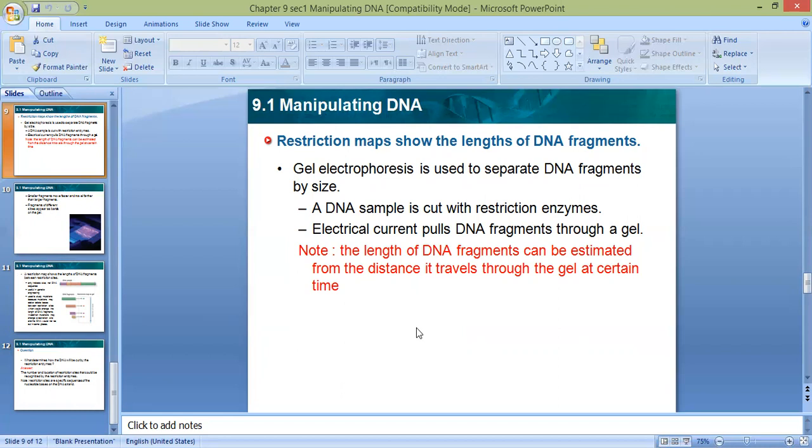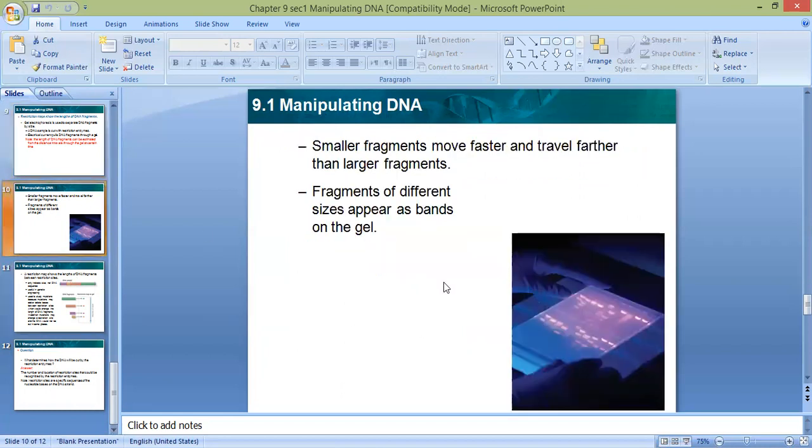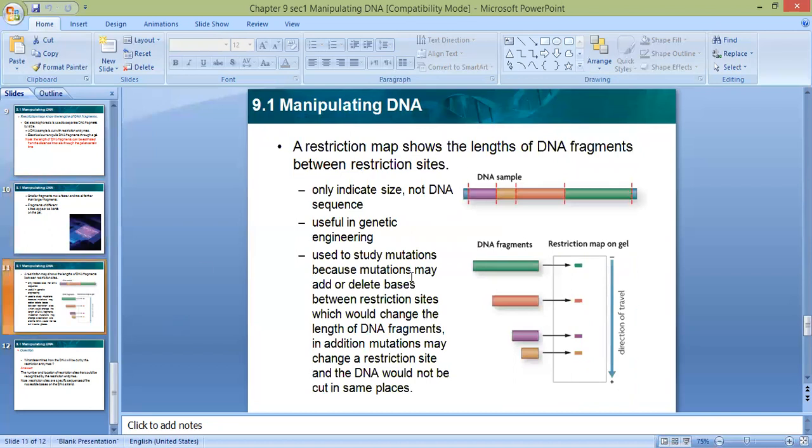Whenever the fragment is smaller, it can travel more distance. Whenever the fragment is larger, it travels less distance. As you can see here, this is the electrophoresis. Smaller fragments move faster and travel farther than the larger fragments, and different fragments appear as bands on the gel, as you see here. Now you can see different DNA fragments with different sizes.